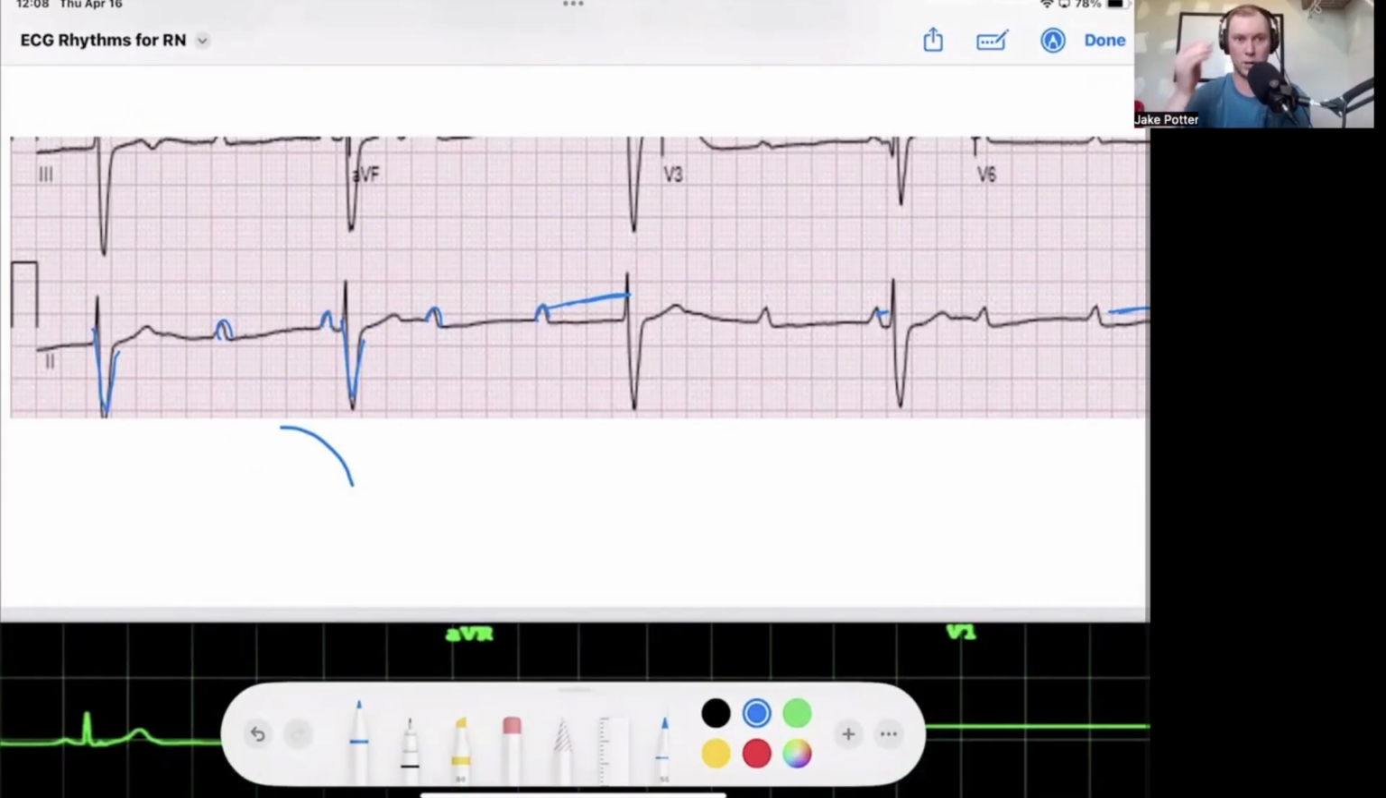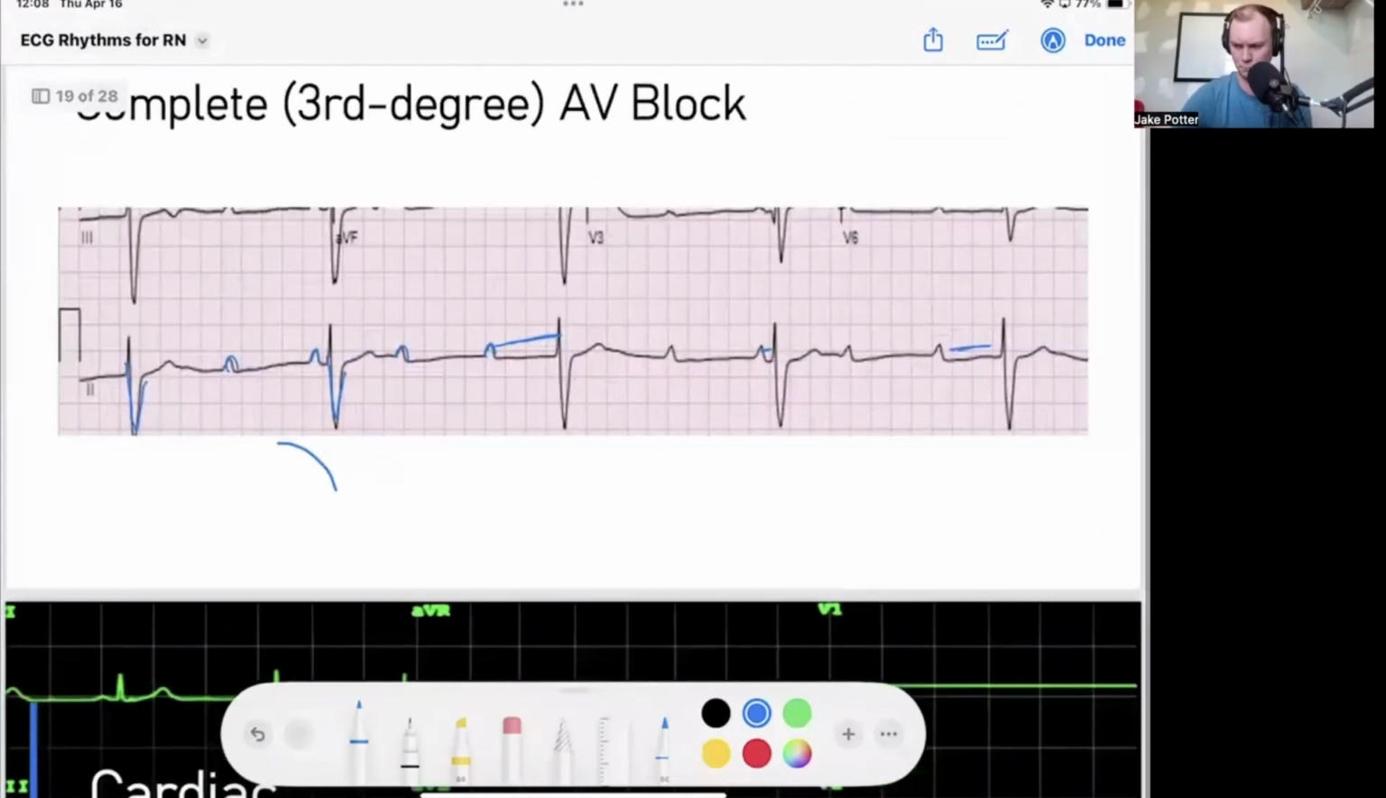Atropine is a common med for bradycardia. It does not work on these. And that's, if you take ACLS, you'll get more into that. Okay. Really, really dangerous rhythm.